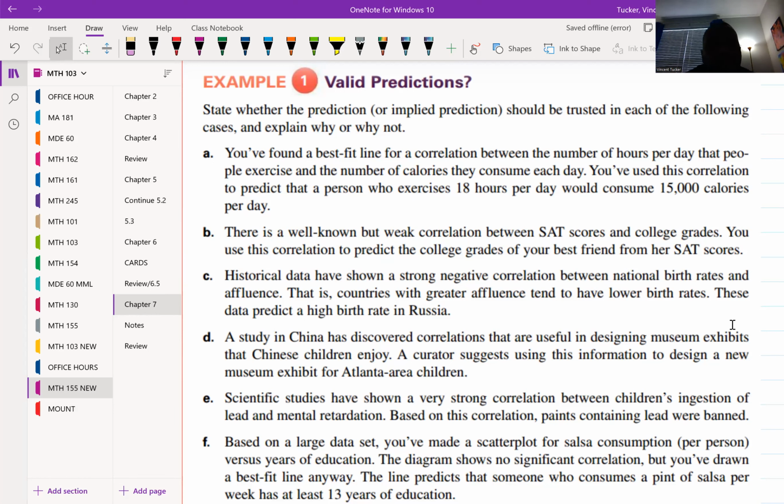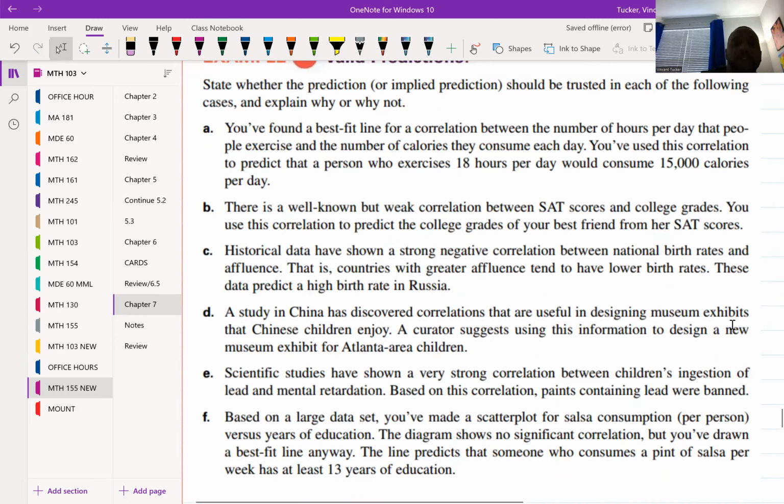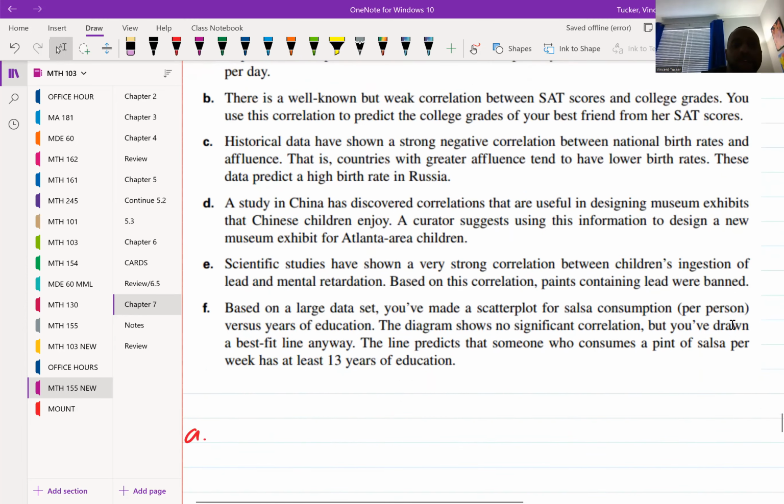All right, so let's look at the first one. You found a best fit line for a correlation between the number of hours per day that people exercise and the number of calories they consume each day. You've used this correlation to predict that a person who exercises 18 hours per day would consume 15,000 calories per day. So let's look at A first.